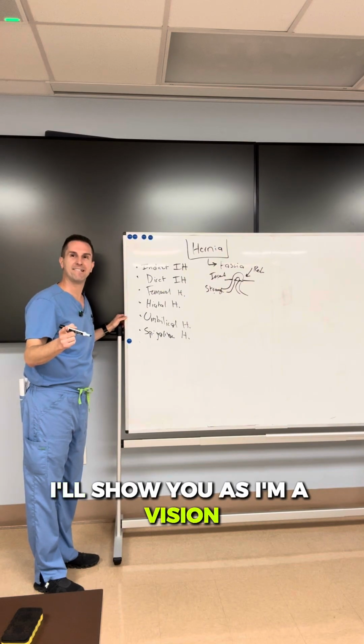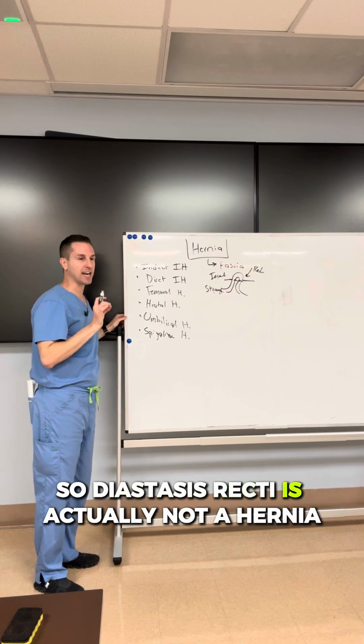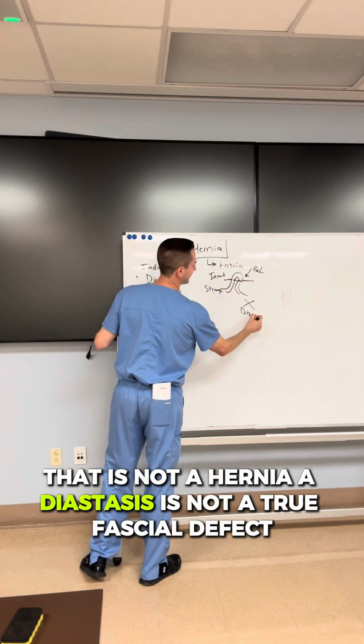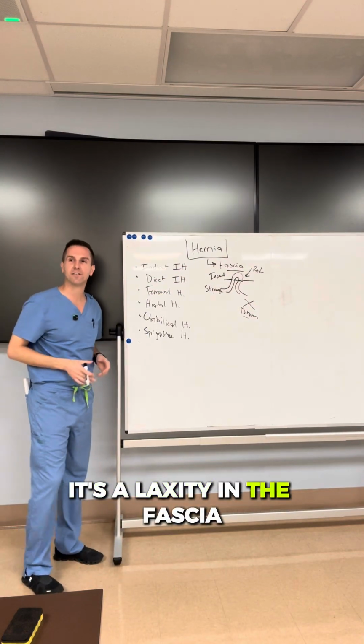Anybody else got more? Is there a name for the hernia after pregnancy where your bowels can protrude through the diastasis recti? So diastasis recti is actually not a hernia. A diastasis is not a true fascial defect. It's a laxity in the fascia.